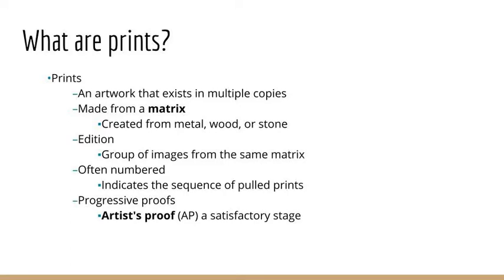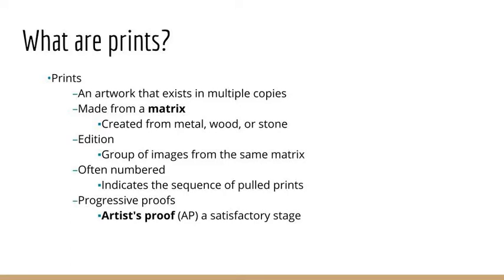So prints are an artwork that exists in multiple copies. It's made from what is called a matrix. That's like in mold making, the mother mold that everything else is made off of. In printmaking, this is called the matrix. And that's usually created from metal, wood, or stone. Prints come in editions, which are groups of images made from the same matrix. And oftentimes they're numbered, and the numbering, like in the bottom right-hand corner, indicates the sequence of pulled prints.